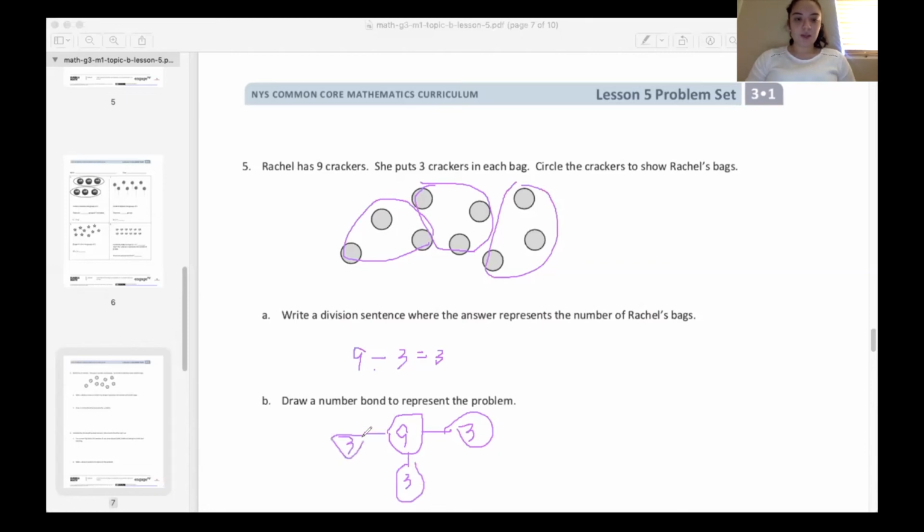So take a look at how that relates to our picture. Up here we have 3 groups with 3 each. Down in our number bond we have 3 circles with 3 in each circle.